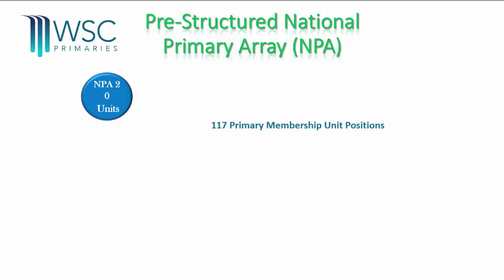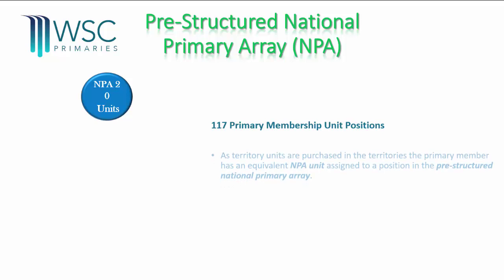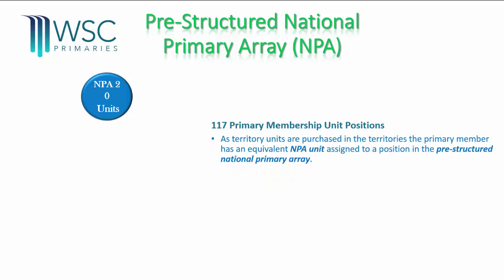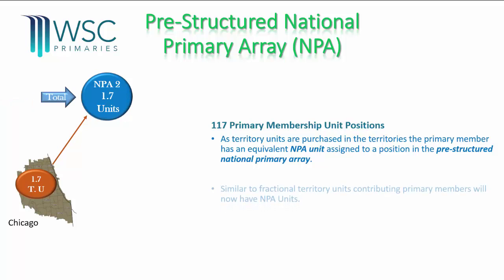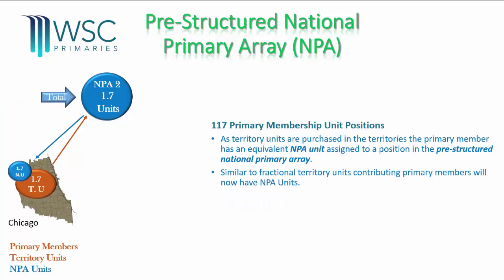So first of all, as the territory units are purchased in the territories, the primary member has an equivalent NPA unit assigned to a position in the pre-structured National Primary Array. So we're going to use this one for an example. And let's suppose now the first position has already been filled, and now we're starting to fill the second position. So let's suppose we're in Chicago and someone purchases a territory unit in Chicago. But what happens is they're going to get an equivalent unit in the National Primary Array. So you can see the total just went up to 1.7.